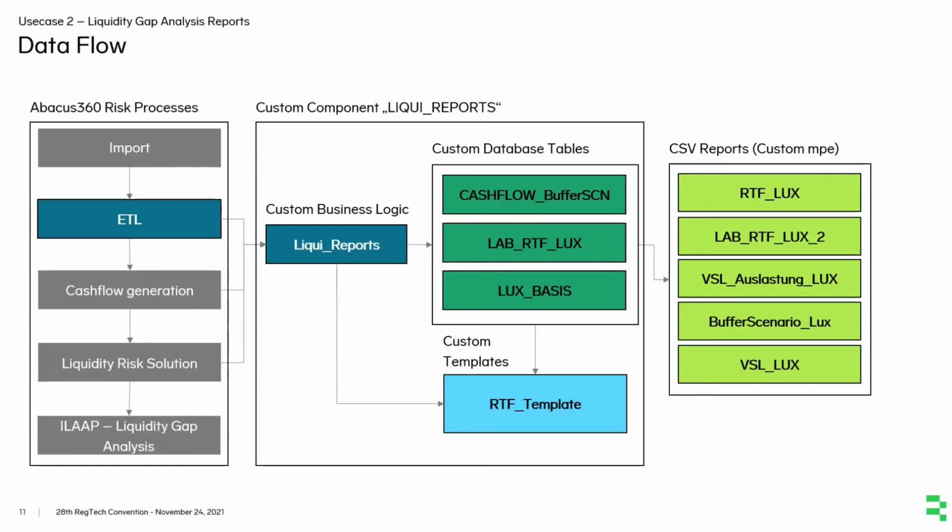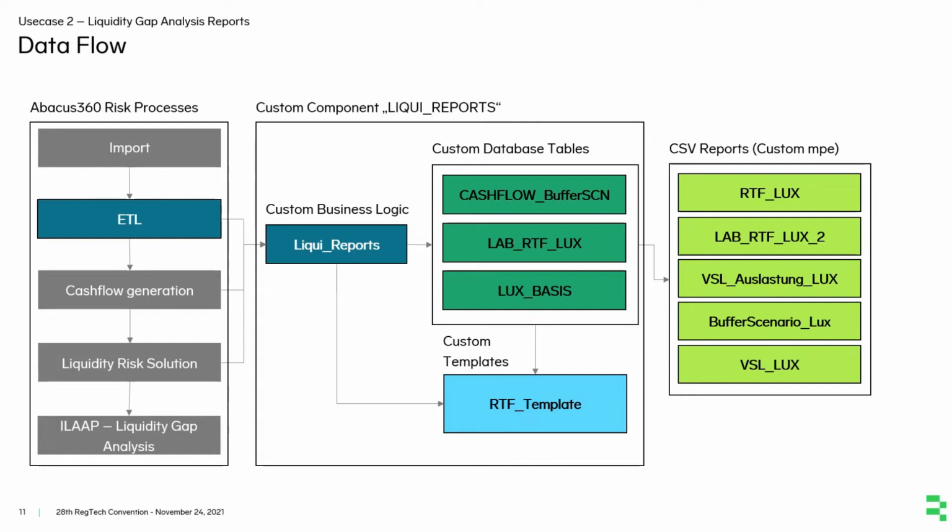On the left you can see an oversimplified version of the Abacus360 risk data flow for the liquidity risk solution at NodLB-CBB. The raw data is imported and transformed using the previously discussed ETL process. Cash flows are created based on scenarios defined and parameterized together with the raw data by risk. Using these created cash flows, the liquidity risk solution can calculate the required results to fill the standardized ILAP templates.